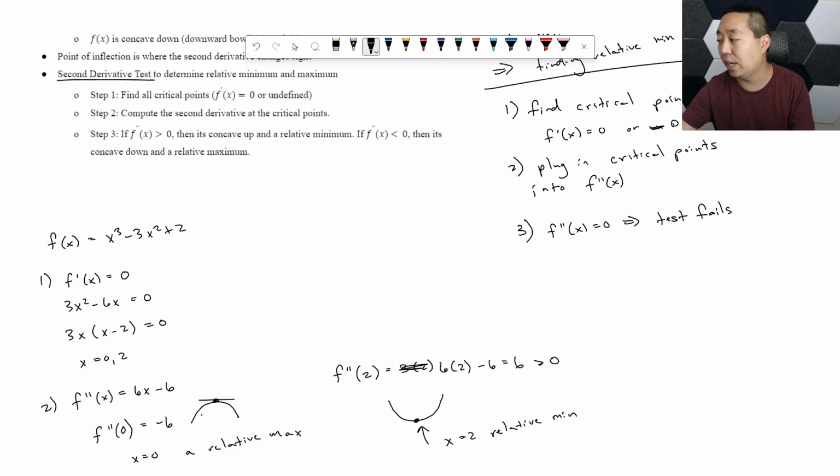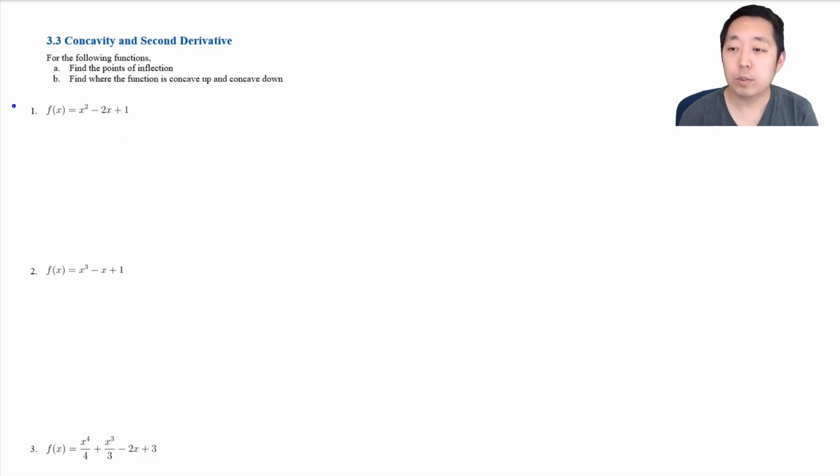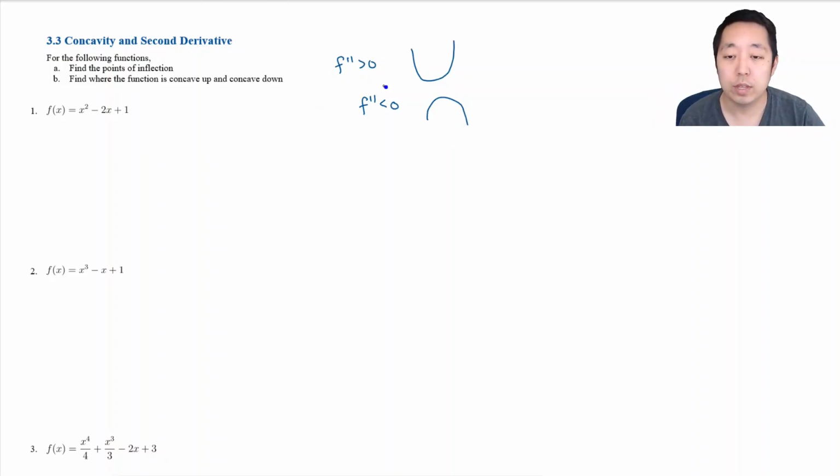So now we're going to be looking at concavity and the interpretation of the second derivative. In general, the physical interpretation is when the second derivative is positive, we say it's concave up. It looks like a bowl facing upward. And when the function has a second derivative less than 0, it's concave downward, or bowl facing downward.